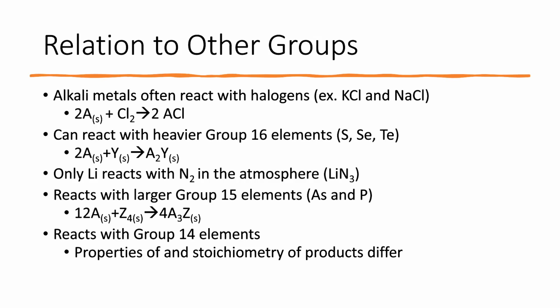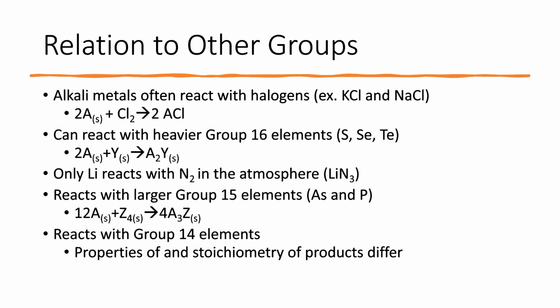So alkali metals are quite reactive, so they have quite a lot of relations to other groups. The most obvious one is the relations with halogens, as they have a +1 charge and halogens have a -1 charge. So they react in a stoichiometric ratio of 2 to 1 because halogens are diatomic.